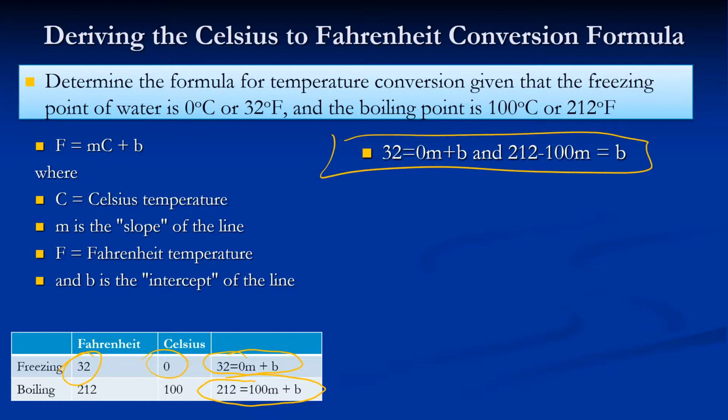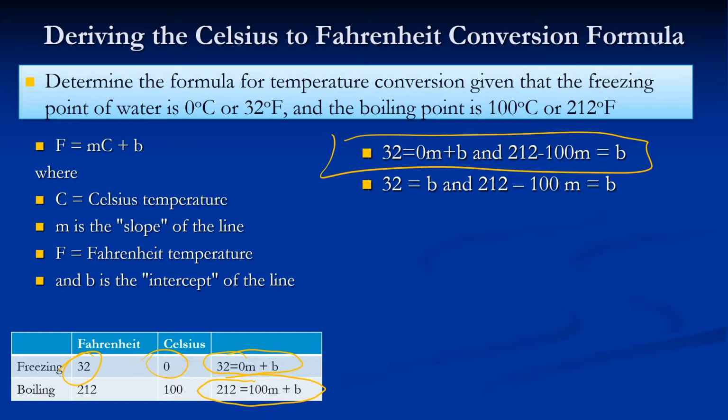So 32 equals 0m plus b. Yep, that's what we've got there. And then we've got 212 take 100m equals b. So we've got a b value which we can substitute in. So 32 equals b. Well, that makes sense.